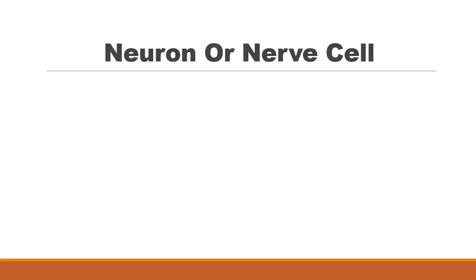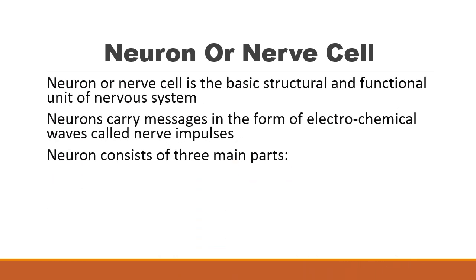Now in your book, we'll discuss first the major organ, which is the basic fundamental unit of the nervous system, the neuron or nerve cell. A neuron or nerve cell is the basic structural and functional unit of the nervous system. Neurons carry messages in the form of electrochemical waves called nerve impulses. A neuron consists of three main parts.